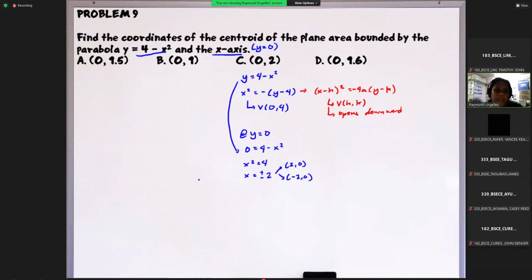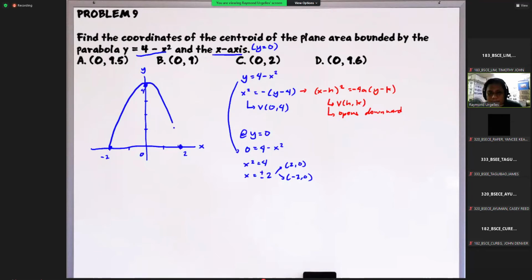Nakuha ba? Kaya pag ginraph natin yan, ganito lang yung shape niya. So x-axis, y-axis, origin. Let's say this is 4 units, this is 2 units, this is 2 units as well. Then we have a point at 0, 4, that's the vertex. Negative 2, 0, saka 2, 0. So you will get this parabola here.